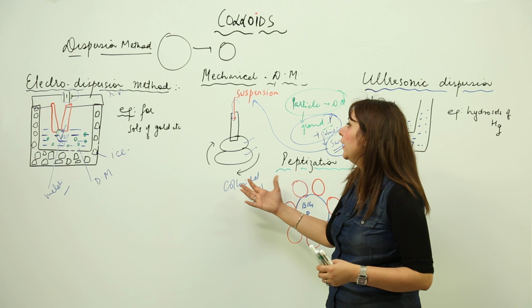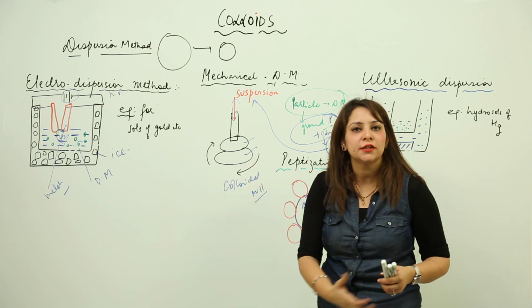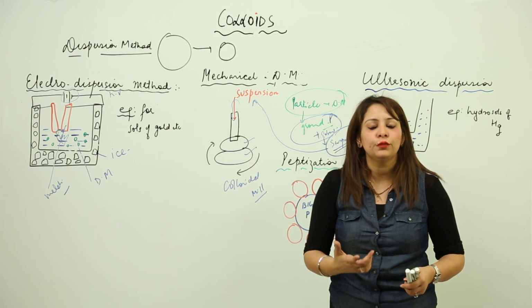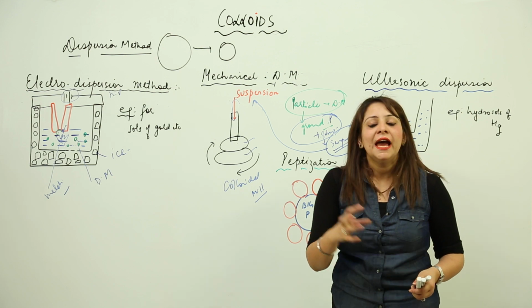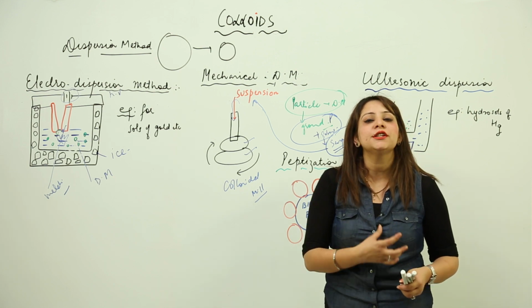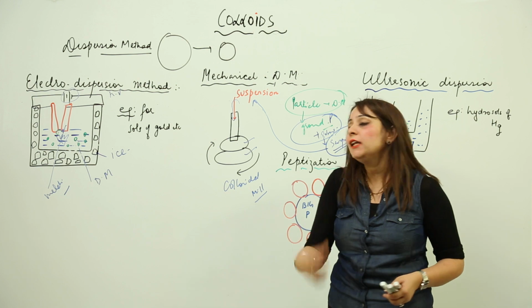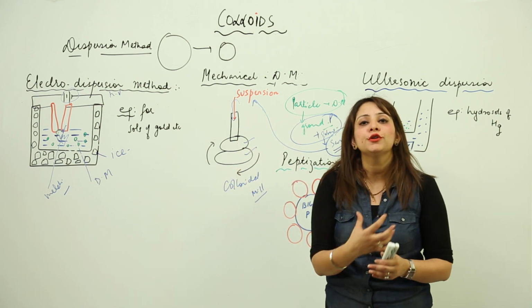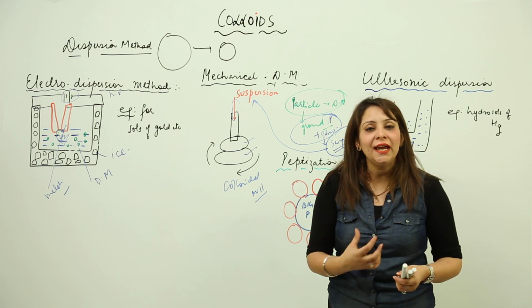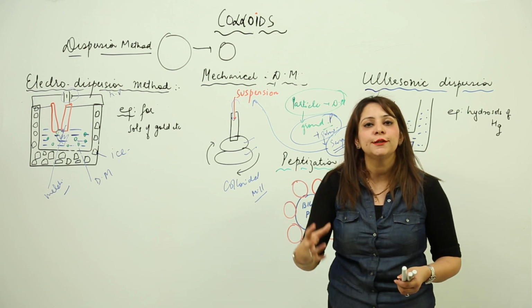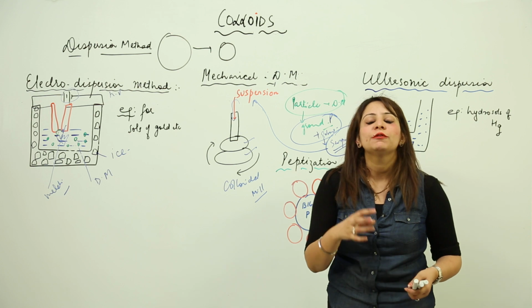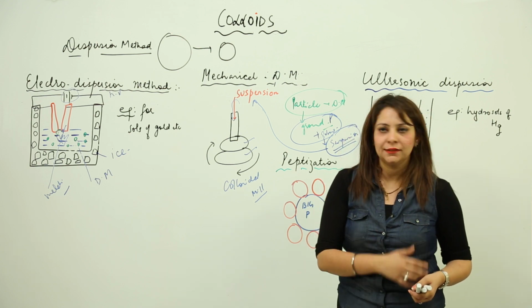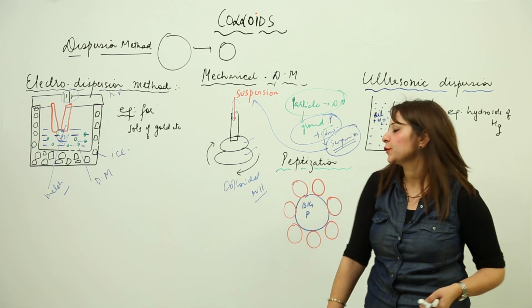So this is how we can prepare the colloidal solution by using a colloidal mill. What you have to do first is grind the particles and then put them in a solvent in order to form the suspension, then pour the suspension into a colloidal mill. Because the discs are continuously rotating, they will further grind the particles into finer particles that will fall under the range of colloidal particles. So this is what we have, the mechanical dispersion.